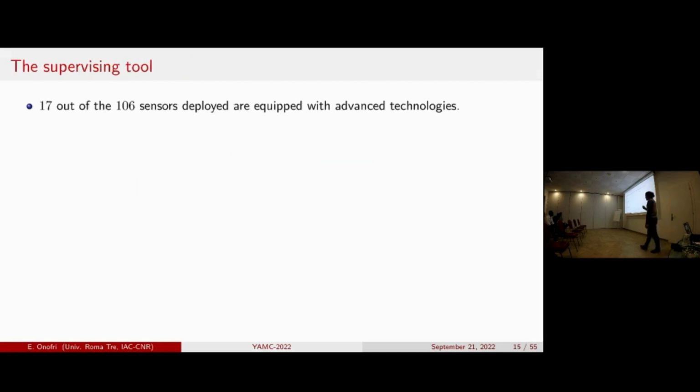So, in particular, 17 of the 106 sensors deployed are equipped with advanced technologies. What do I mean with advanced technologies?